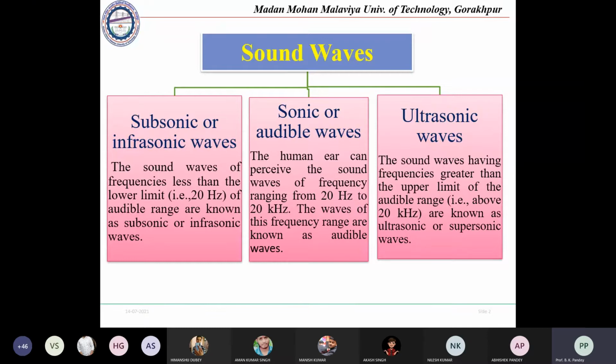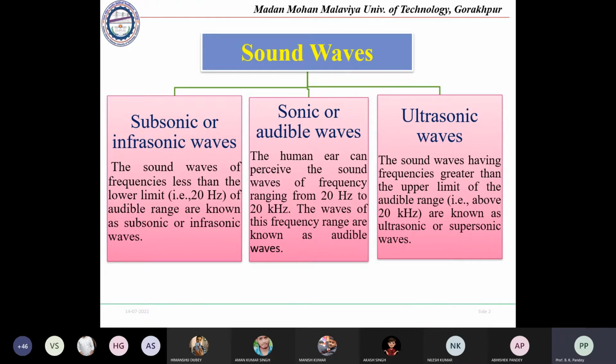Sound waves can basically be divided into three major sections. Number one is known as the subsonic or infrasonic waves. Other is the sonic or audible wave. And third is the ultrasonic waves. Subsonic waves have frequency less than 20 hertz. The audible range for human beings, because this range is different for different creatures, is 20 hertz to 20 kilohertz. And ultrasonic waves have frequency more than 20 kilohertz.